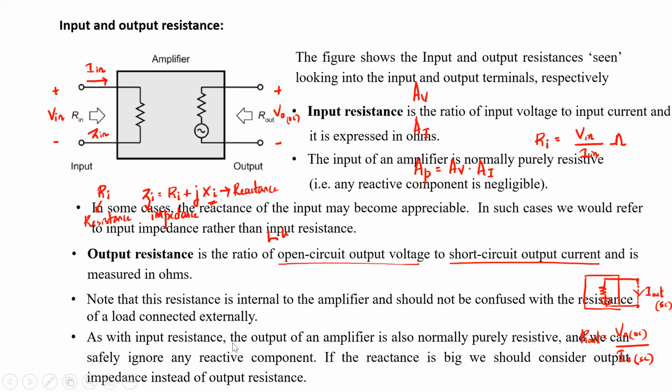As with the input resistance, the output of an amplifier is also normally purely resistive, and we can safely ignore the reactive component. If the reactance is big, we should consider the output impedance instead of the output resistance. If the reactive component is very small, we call it output resistance. If the reactive component is big, then we call it output impedance. So that is what they are telling us.